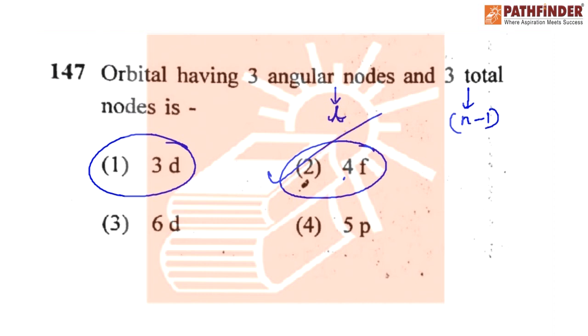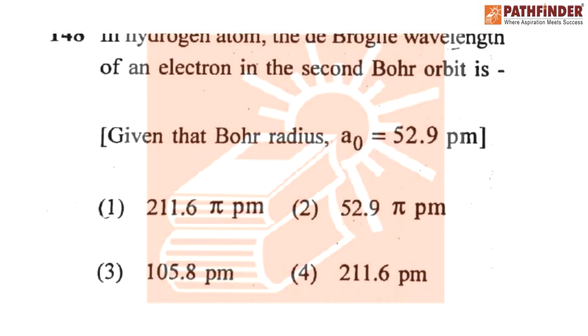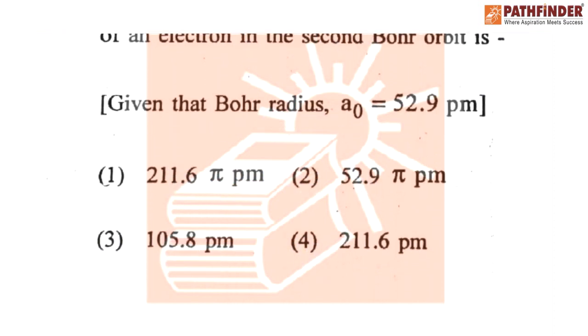Okay, let's move on to the next question, students. 148. In a hydrogen atom, the de Broglie wavelength of an electron in the second Bohr orbit, given that Bohr's radius a naught equals 52.9 picometer. Okay, fine. So we know that the formula is 2 pi r equals n lambda, right?